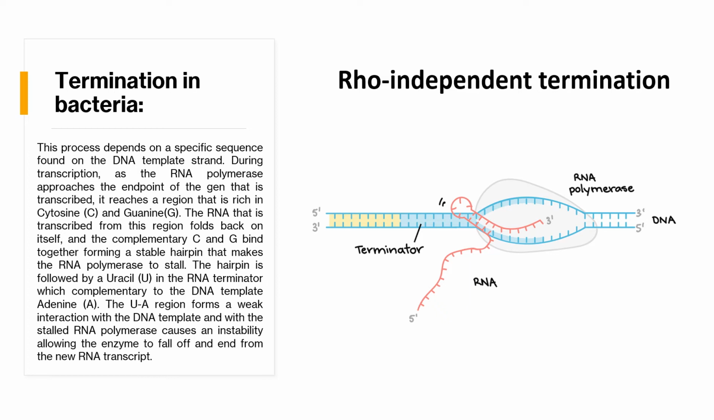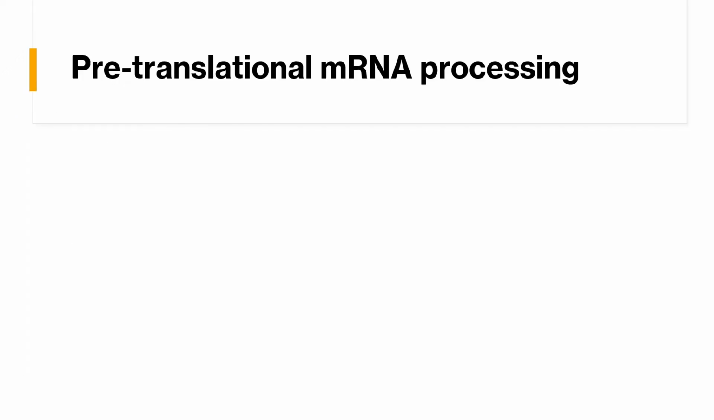The hairpin is followed by uracils in the RNA terminator, which are complementary to DNA template adenines. The U-A region forms a weak interaction with the DNA template, and with the stalled RNA polymerase causes an instability, allowing the enzyme to fall off and end from the new RNA transcript.